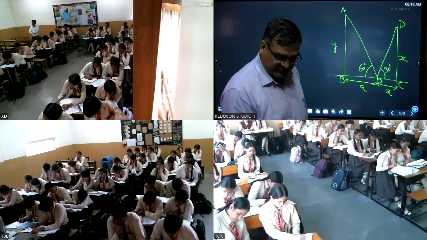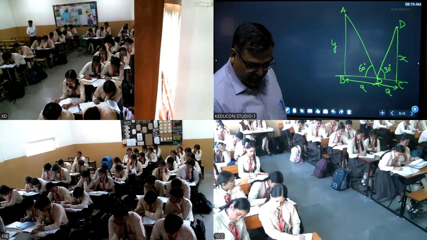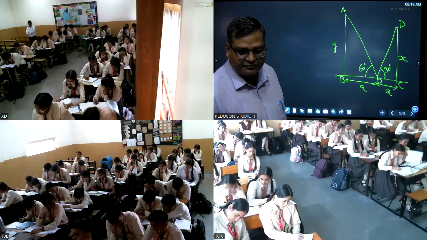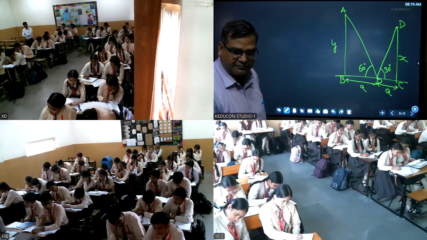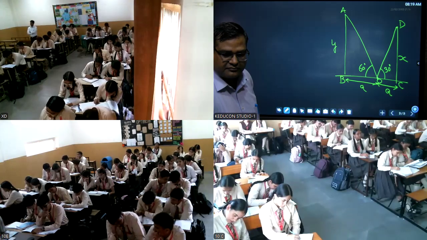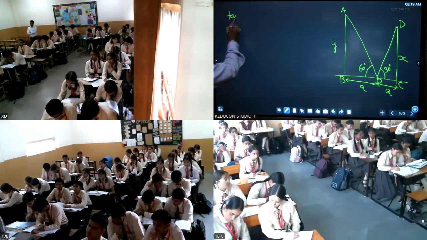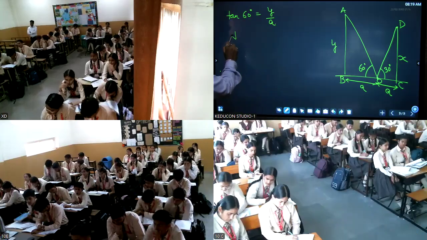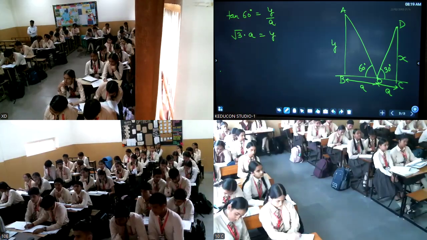Yes, children. See, in both triangles what you have to do is apply tan. In the first triangle, tan 60 degree is equal to y by a. So from here the value of y will be root 3 a. Is this clear?